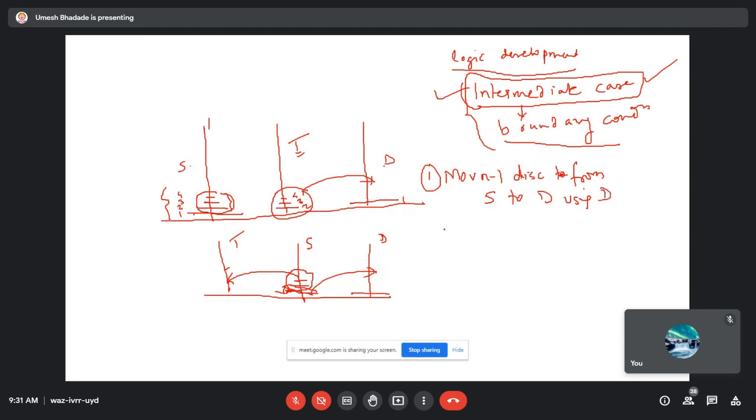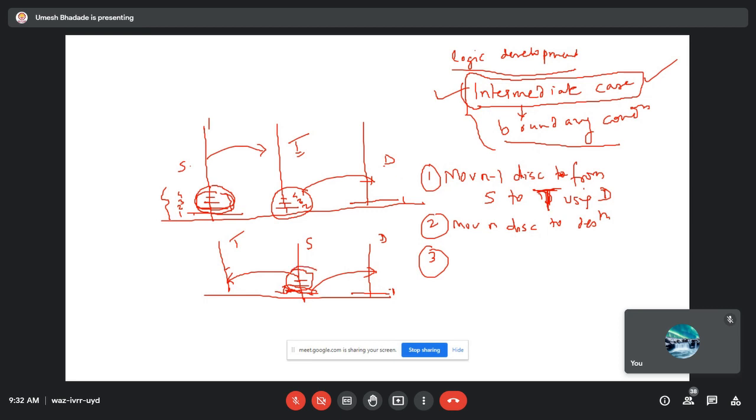And then the next step will be what? We have moved n minus 1 diskette, right? So move n minus 1 diskette from source to temporary, right? Source to temporary using the temporary. We will move to intermediate, right? And then we will move the last disk, the nth disk, to destination, right? Then we will move the nth disk to destination. And then once it comes here, the first comes here.